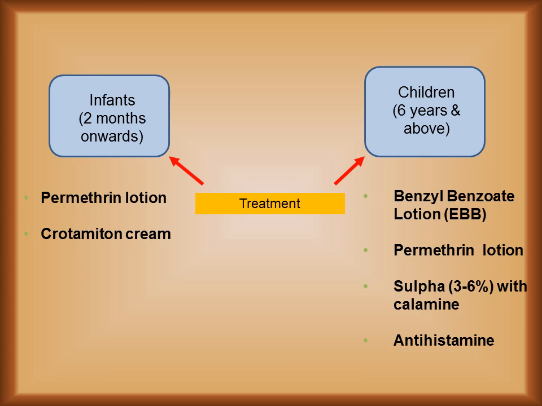On the other hand, for children, benzyl benzoate lotion. Apply to the whole body from the neck down. Wash after 8 to 12 hours for 3 consecutive nights. Permethrin lotion. Sulfur 3 to 6% with calamine. Apply to all lesions 3 times a day for 5 days to provide symptomatic relief. Antihistamine may also be helpful in relieving the itch.